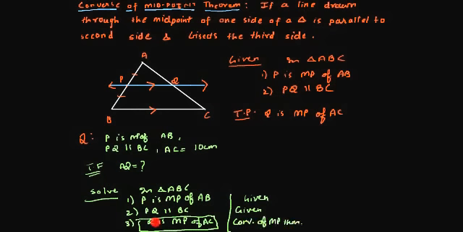So now as you have proved that Q is midpoint of AC and you have to find out AQ, AC is 10 centimeter. So what you can write is fourth statement, AQ is equal to half of AC. Reason will be from 3. So half of 10 is equal to 5.